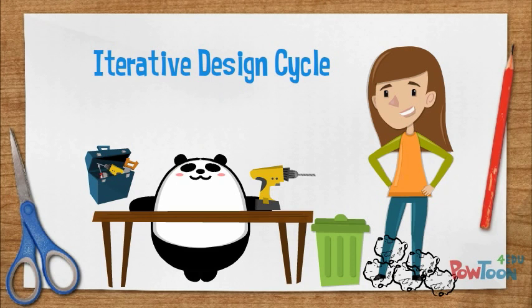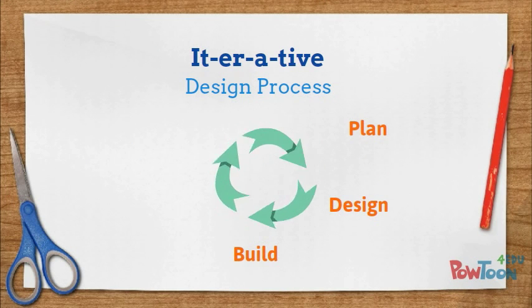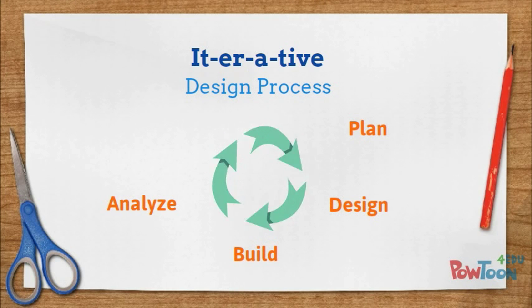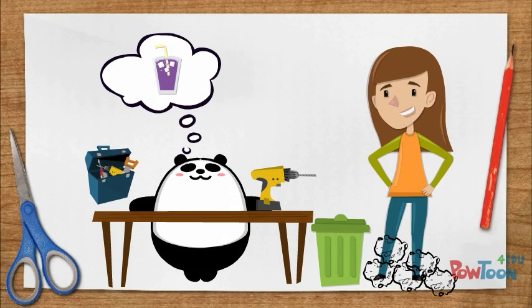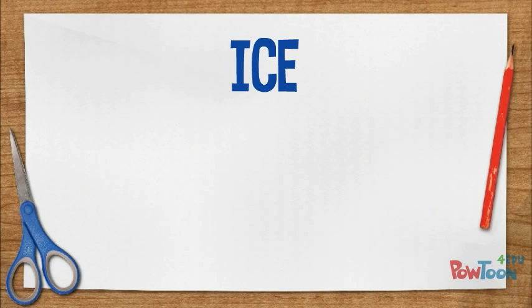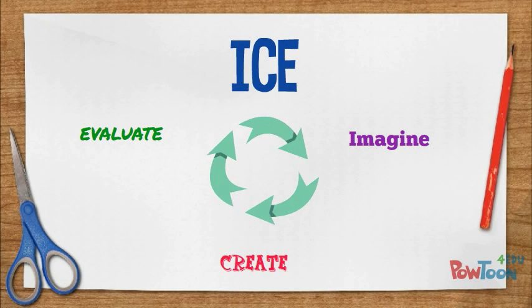It a what? Iterative design is a cycle where you plan, design, build, analyze what you made, and then improve it over and over until it works for what you need. Why did you call it ice? Well, ICE is a better way to remember the steps. It stands for imagine, create, evaluate. You do those steps over and over until you get it right.